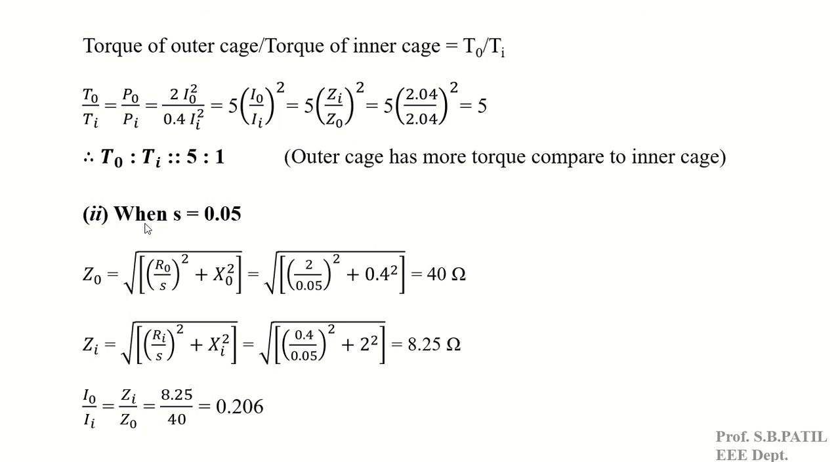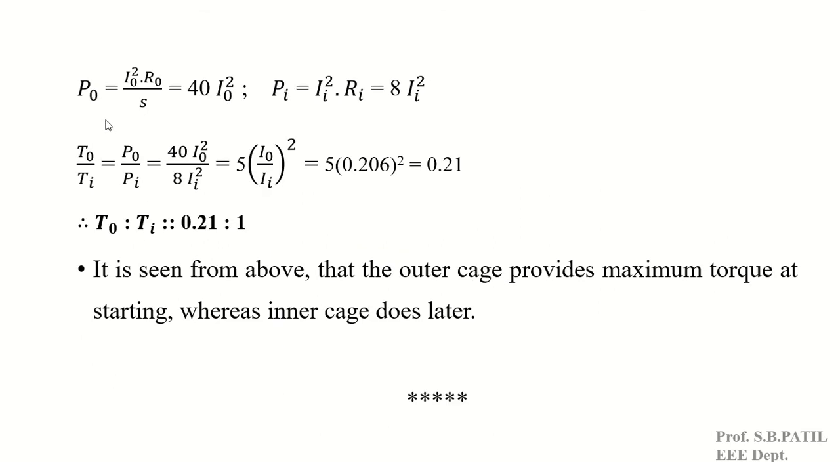When considering the slip equal to 0.05, by considering the slip in both equations, the impedances Z0 and Zi, these are the values here, and the ratio of T0 to Ti is T0 to Ti equal to 0.21:1. In this case, the torque of the outer cage is very small as compared to the inner cage. It is seen from the above that the outer cage provides maximum torque at starting, whereas the inner cage does so later.